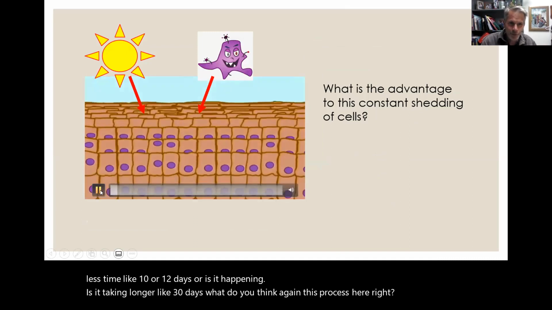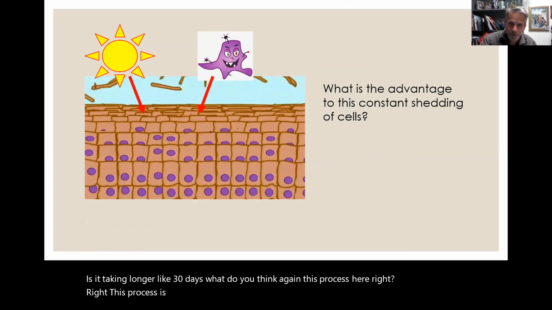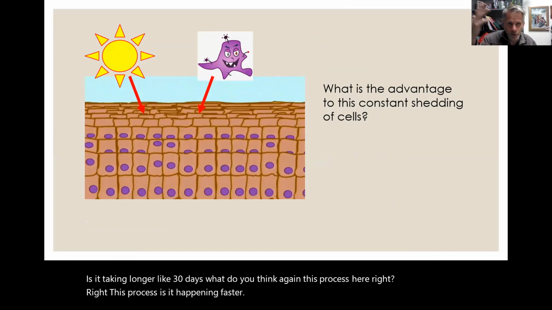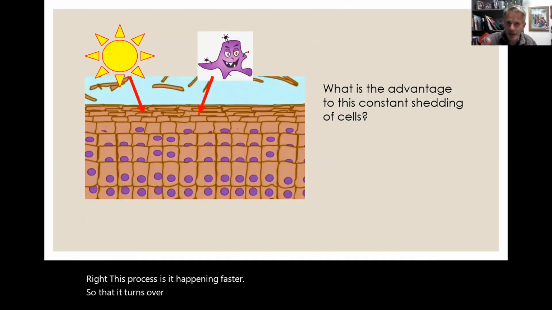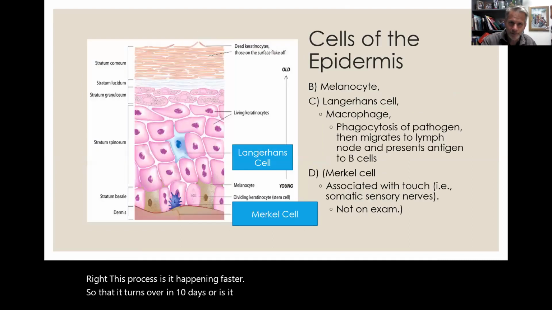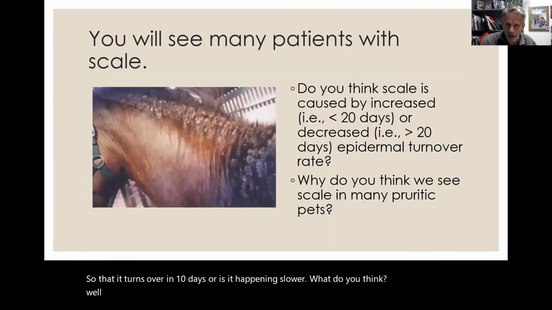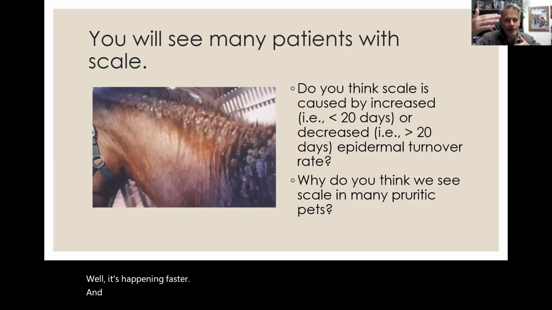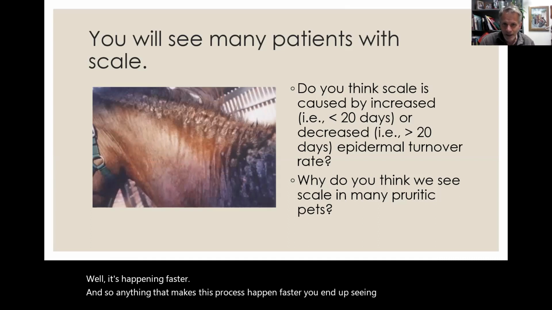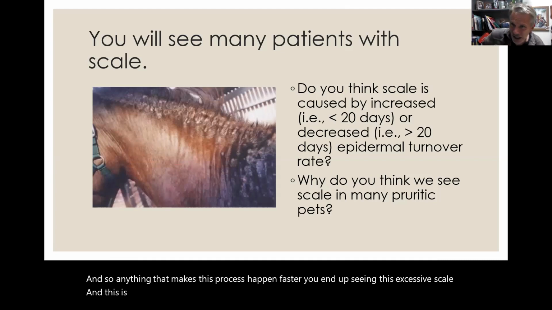Right? This process, is it happening faster so that it turns over in 10 days, or is it happening slower? What do you think? Well, it's happening faster. And so anything that makes this process happen faster, you end up seeing this excessive scale. And this is something you'll see in patients that are very itchy, or we should say pruritic.